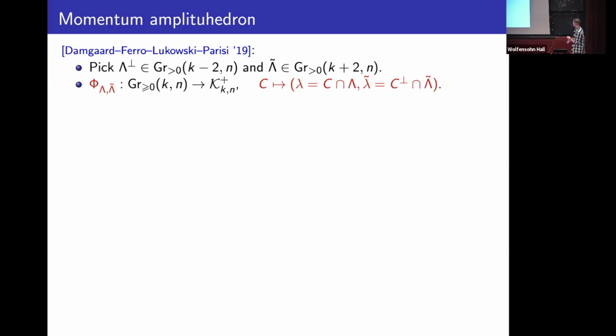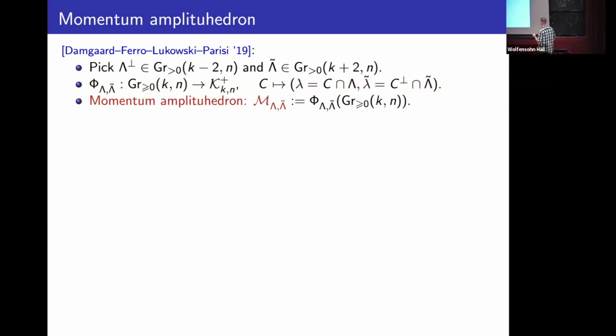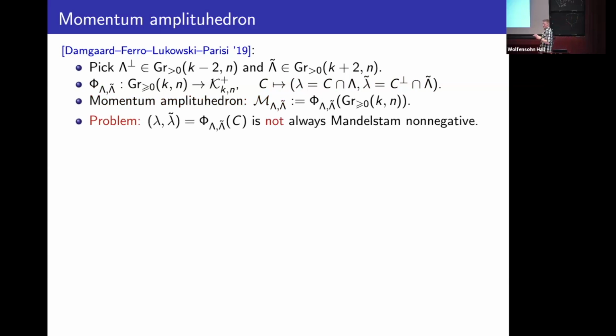Okay, so each plane is 2-dimensional. They're going to be orthogonal to each other because one is in C, another one is C perp, and all the winding number conditions are also going to be satisfied automatically. And so the momentum amplituhedron, by definition, is this image of the totally non-negative Grassmannian under this momentum amplituhedron map. And the hope, I think, of the authors was that the Mandelstam variables would always be non-negative on this. Like this would be the positive geometry for the amplitude. And the answer is that sometimes, on a very small region of the momentum amplituhedron, some Mandelstam variables become negative.